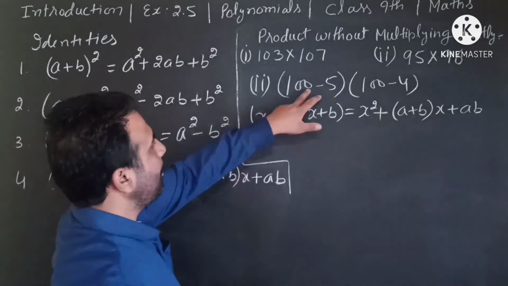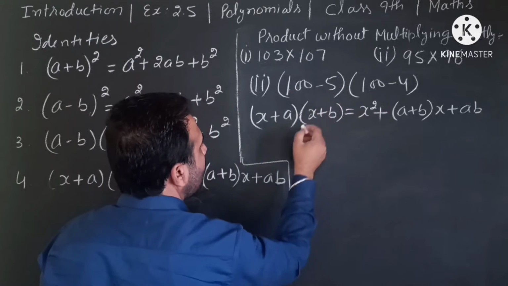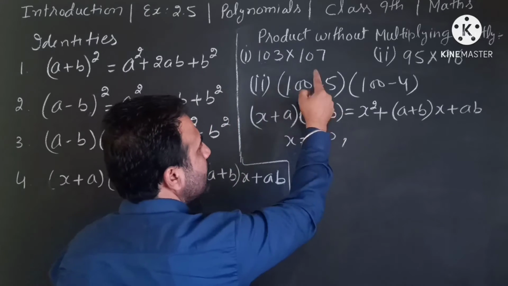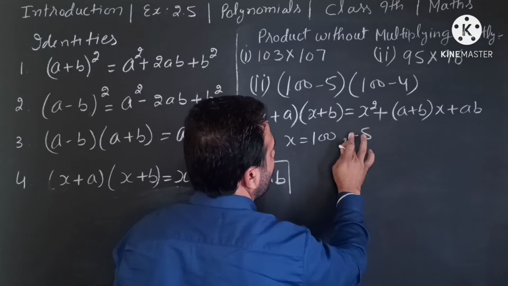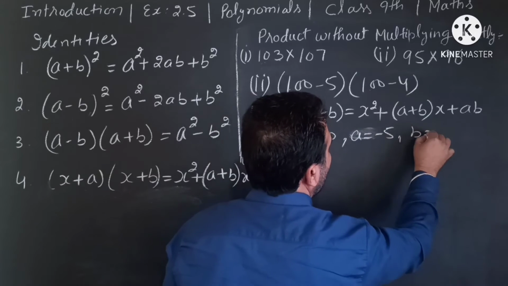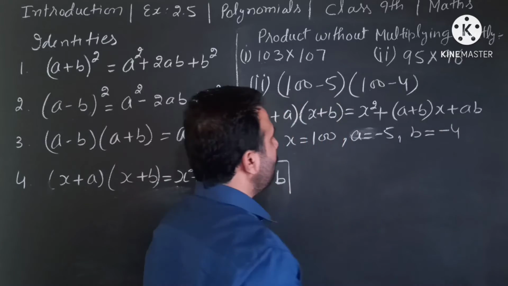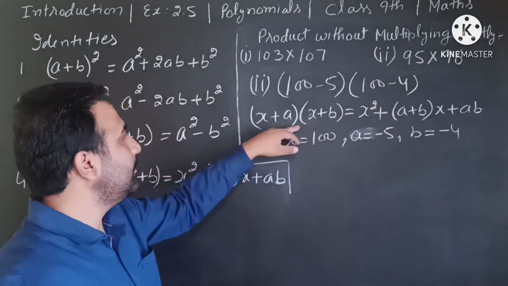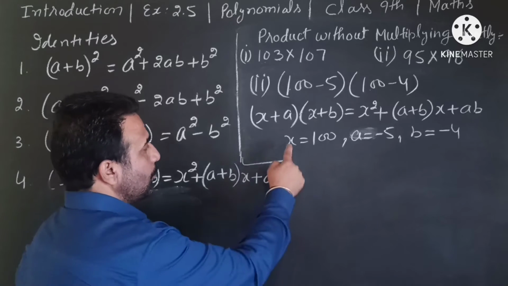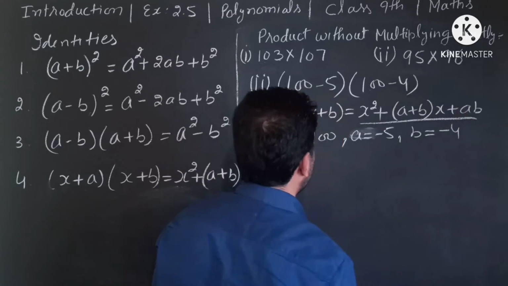Now, if we are comparing these two brackets, we can see the value of x is 100, the value of a is -5, and the value of b is -4. We will take a negative sign because in identities we have a positive sign. So, I will substitute these three values in this expression.